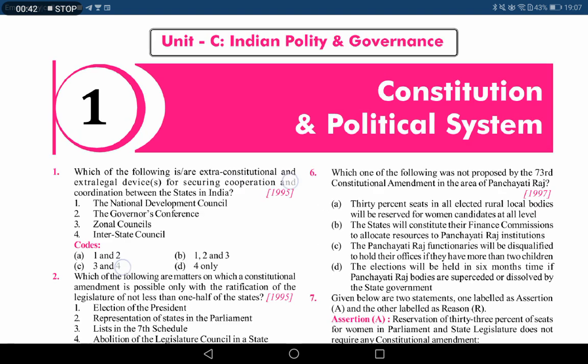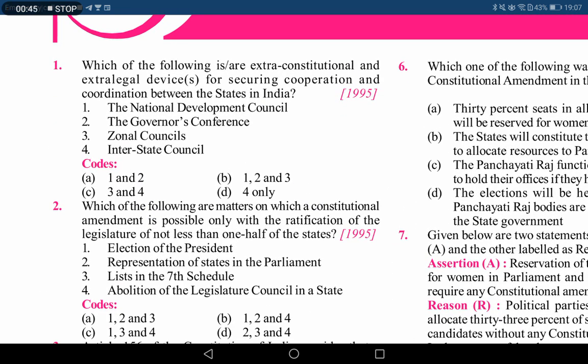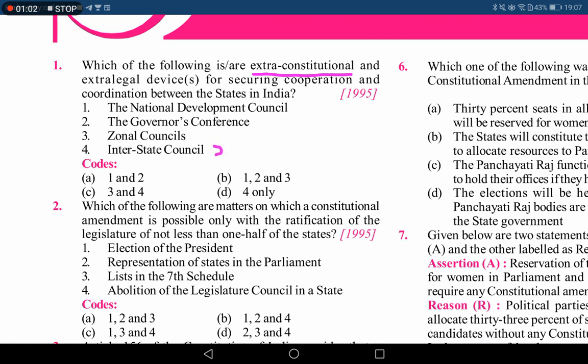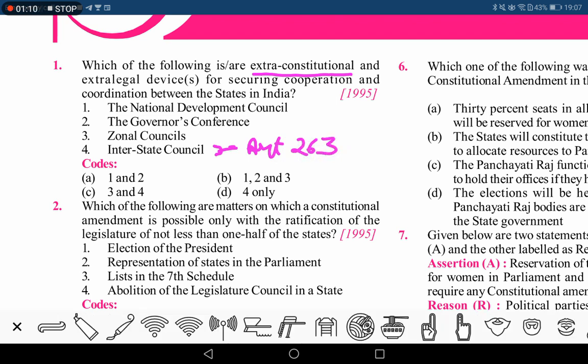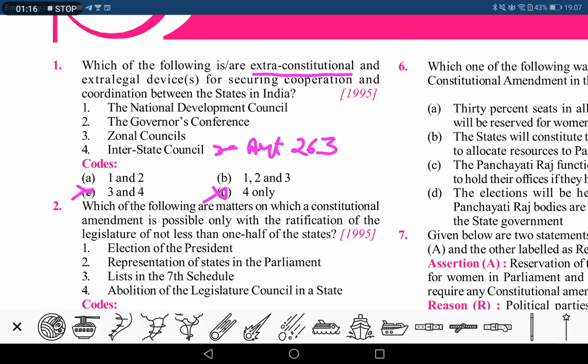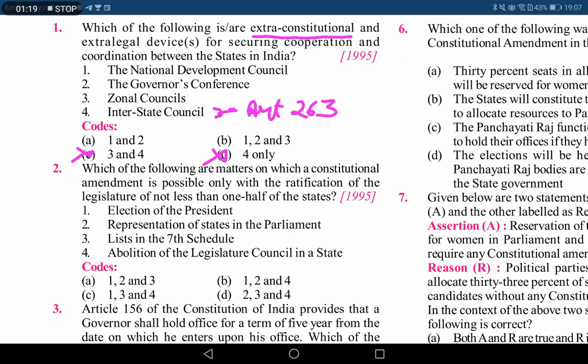Alright, so let's start. The first question is, which of the following are extra constitutional and extra legal devices for securing cooperation and coordination between the states in India? Extra constitutional means it is not mentioned in the Constitution. The Interstate Council is mentioned in the Constitution, given in Article 263. So option number 4 gets eliminated. That leaves us with 1 2 and 1 2 3. Zonal councils are obviously an extra constitutional, extra legal device, so the correct answer for this question is option B.